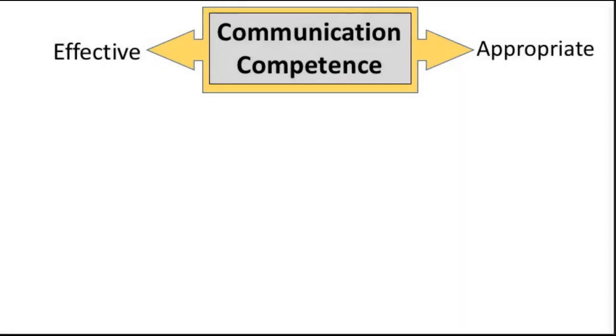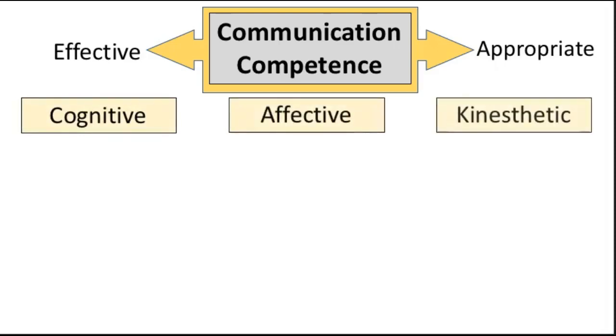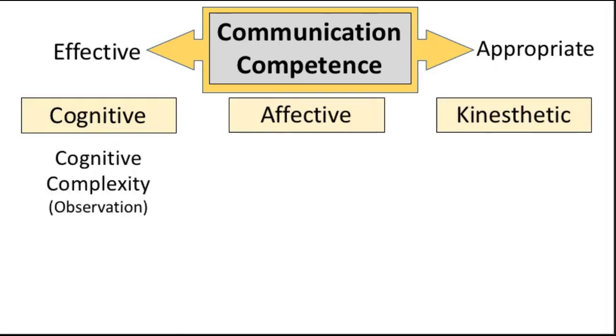This means that developing communication competence isn't really about learning one single method or approach. Rather, it's about developing a variety of personal capacities. These can generally be divided into three areas: the cognitive, the affective, and the kinesthetic, or you could say thinking, feeling, and doing. The main cognitive capacity associated with communication competence is termed cognitive complexity. This is a capacity to view a given issue from multiple angles and to consider many different possibilities.